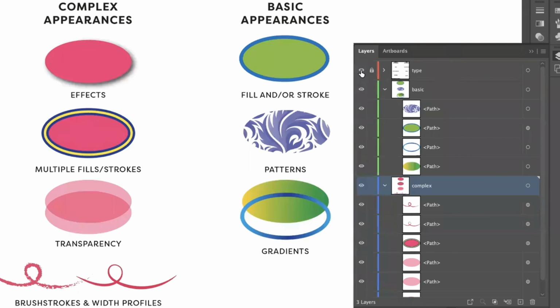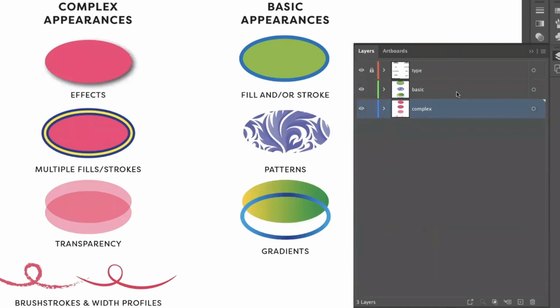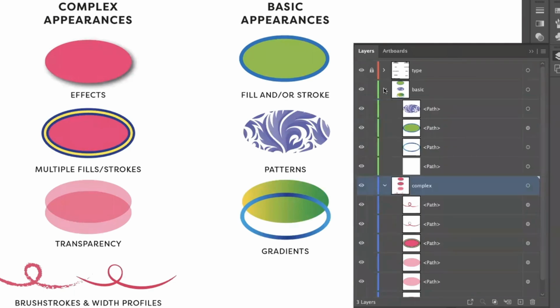In this file, I have my type on one layer just so I wouldn't disturb it by moving around. And then I have my basic appearances here and my complex appearance examples here. Now I'll just turn these triangles down.